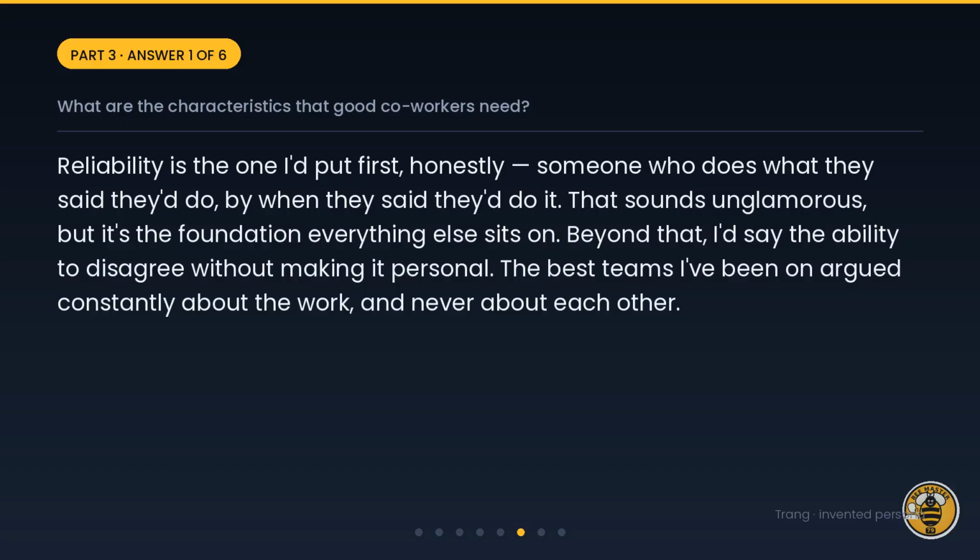Reliability is the one I put first. Honestly, someone who does what they said they'd do by when they said they'd do it. That sounds unglamorous, but it's the foundation everything else is on. Beyond that, I'd say the ability to disagree without making it personal. The best teams I've been on argued constantly about the work and never about each other.